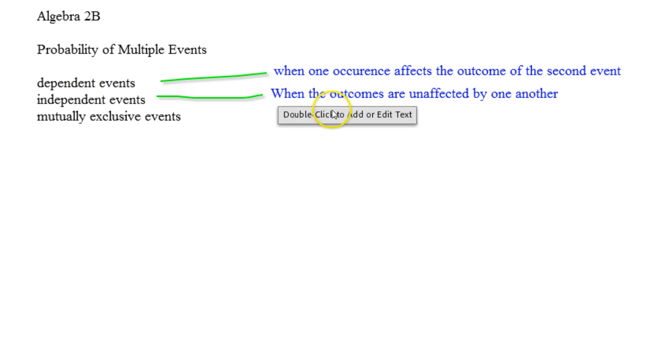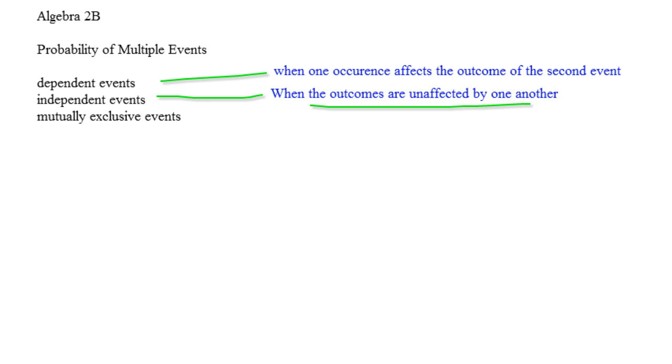Okay, an independent event is when the outcomes are unaffected by one another. So in other words, let's say for example, I was rolling some dice and then spinning a spinner for a number. The dice do not affect the spinner, so therefore those are independent.